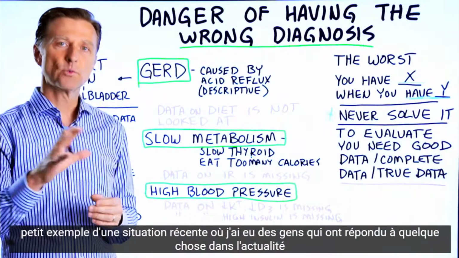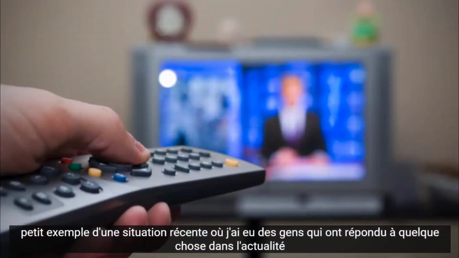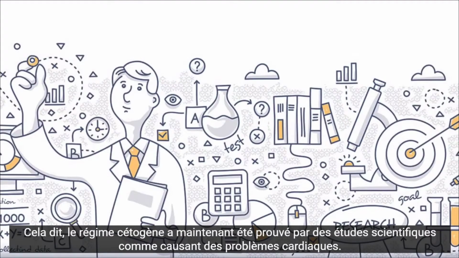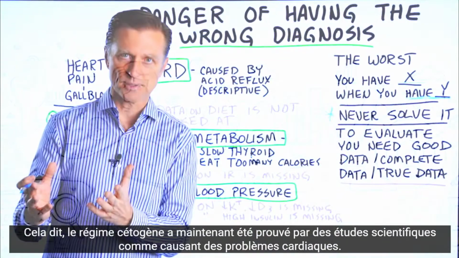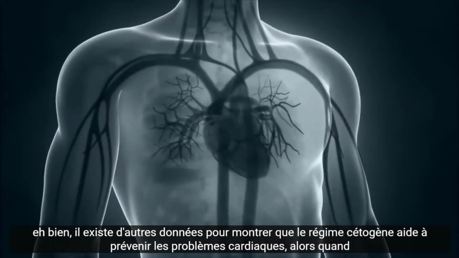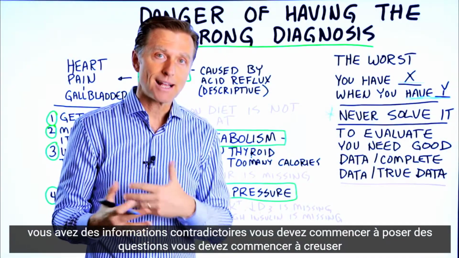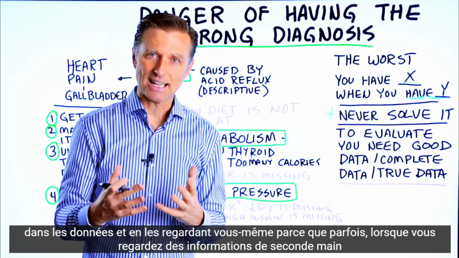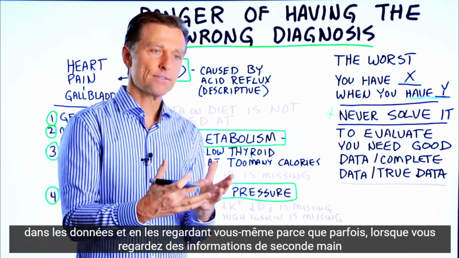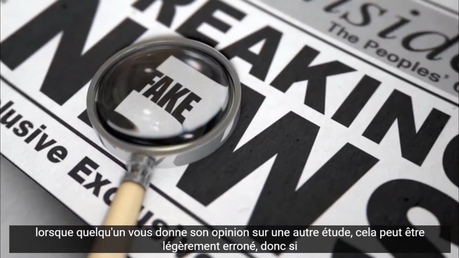Now, I'm going to give you a little example of a recent situation where I had some people responding to something in the news that said the ketogenic diet now has been proven by scientific studies to cause heart problems, okay? Well, there's other data to show that the ketogenic diet helps prevent heart problems, right? So when you have conflicting information, you have to start asking questions. You have to start digging into the data and looking at it yourself, because sometimes when you look at secondhand information where someone's giving you their opinion about another study, it could be slightly flawed.